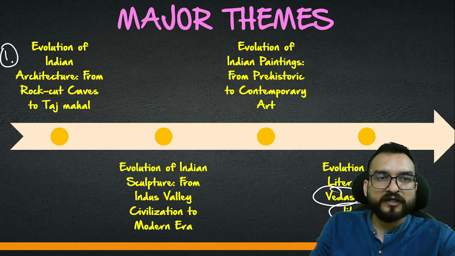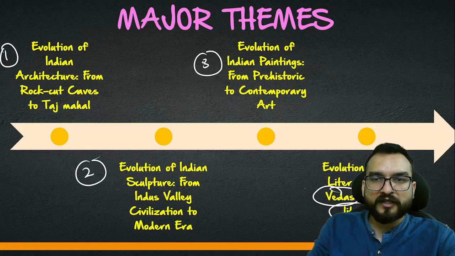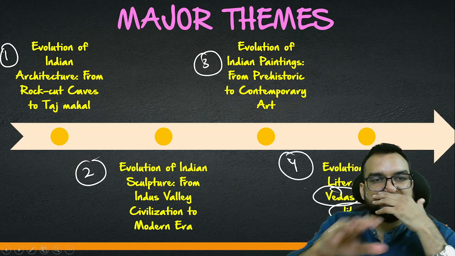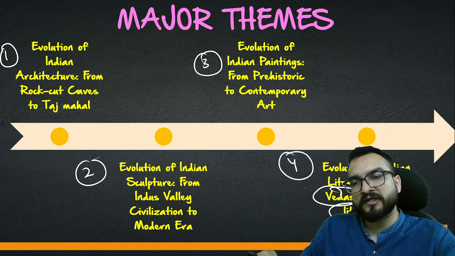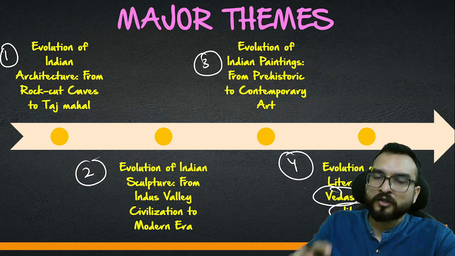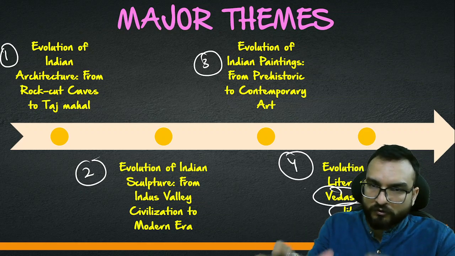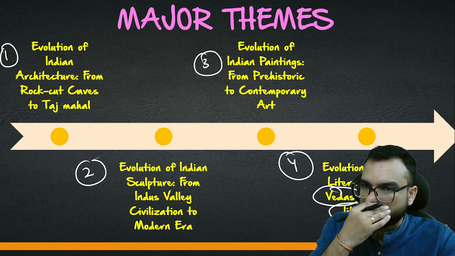So how many themes? 1, 2, 3, 4. And in this way only my lectures are divided. First lecture will be on architecture, second sculpture, third paintings, fourth literature. All the fodder material I have already worked out for you. All I have done, all the keywords I have assembled, right?